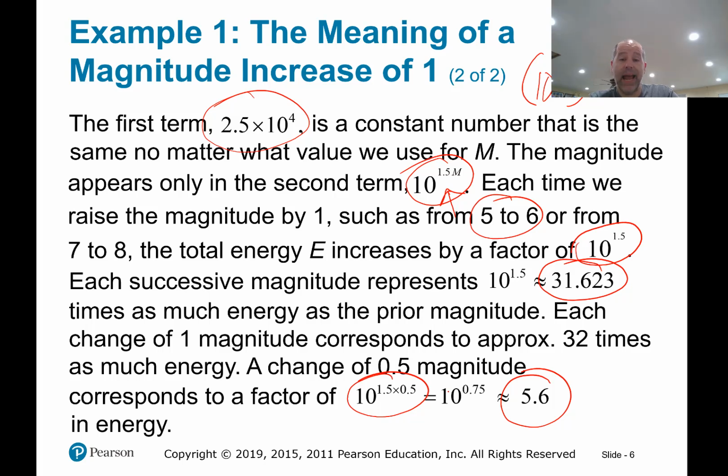And here's the thing. Just because you're half a magnitude doesn't mean it's half of 32. It's not linear. Remember, it's not linear. Just because you go up half a magnitude doesn't mean the amount of energy released is going to go up by half of that. It's not. In this case, it's only approximately 5.6 times the amount of energy.